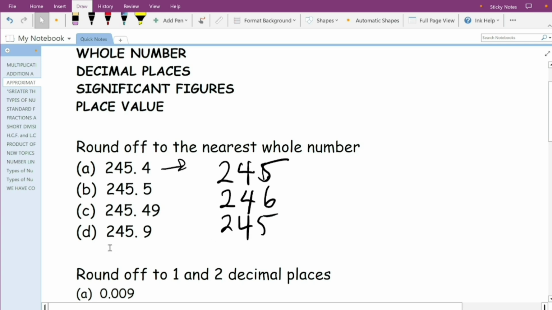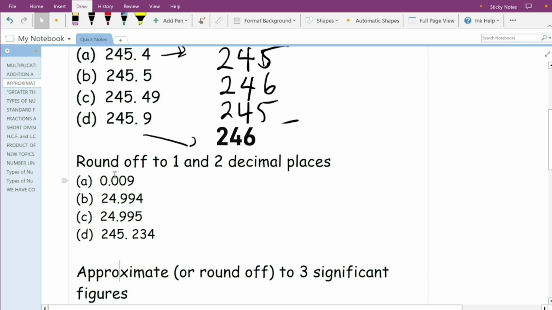For the last question, we have 245.9. And we're stopping at 5 since we want to stop at the whole number. The decimal is not needed and the 9 too has to go away. Since this is 9, since it's greater than 4, when we're taking the 9 away, we add 1 to this 5. So the answer to this is 246.